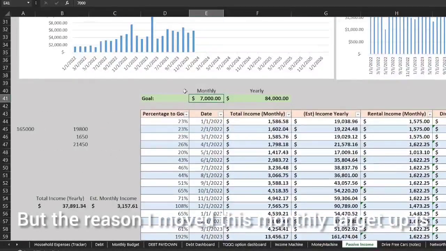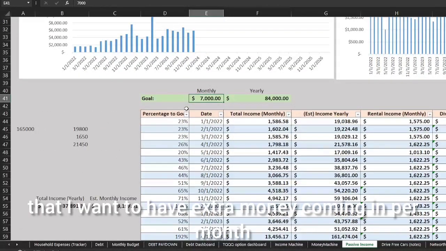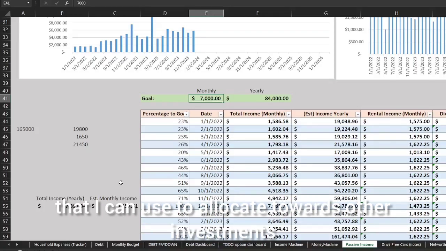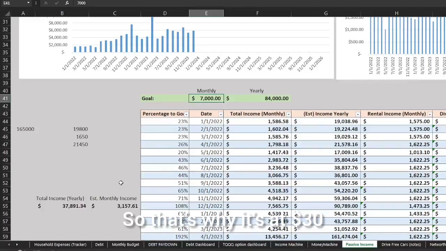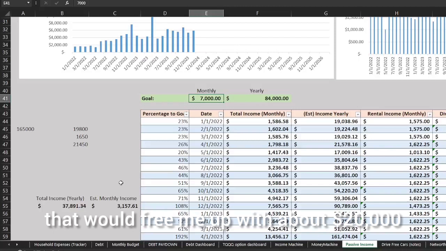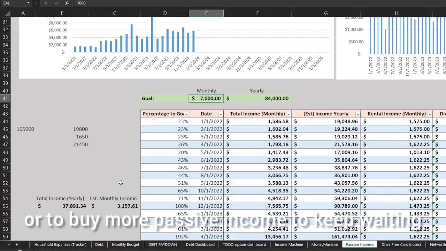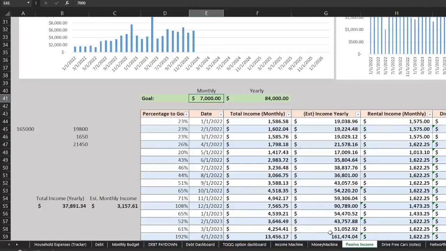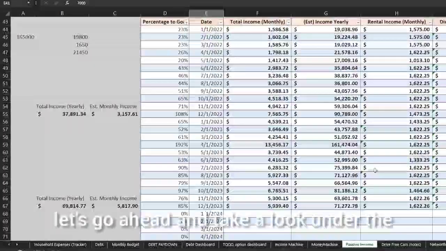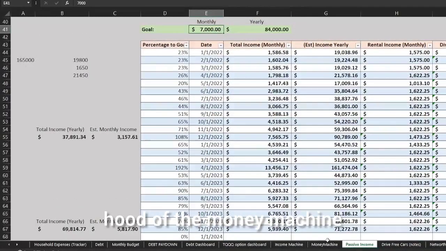But the reason I've moved this monthly target up is that I want to have extra money coming in per month that I can use to allocate towards other investments. So that's why it's at 30. That would free me up with about $20,000 to take opportunities in market swings or to buy more passive income, to keep waiting for those opportunities to come up. But let's go ahead and take a look under the hood of the money machine.